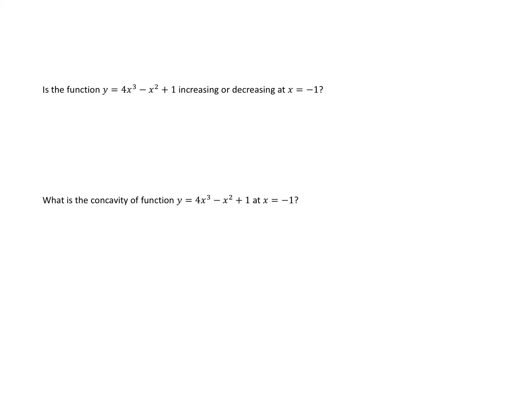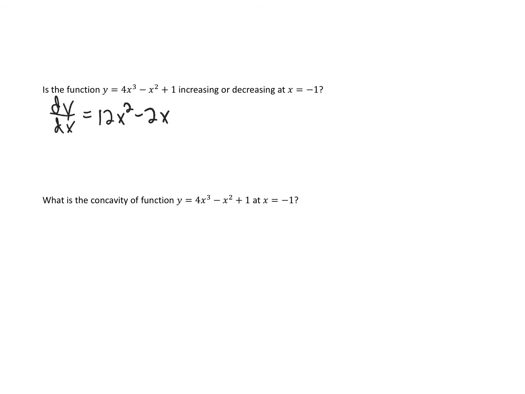This week we're continuing to work with derivative applications. The first example here is just looking at whether a function is increasing or decreasing at a certain value, and we can also figure out the concavity at a certain value. So for increasing and decreasing, we need to take the first derivative, which is 12x squared minus 2x.